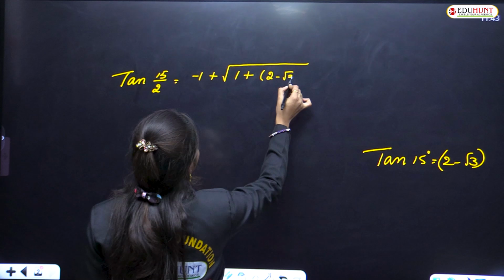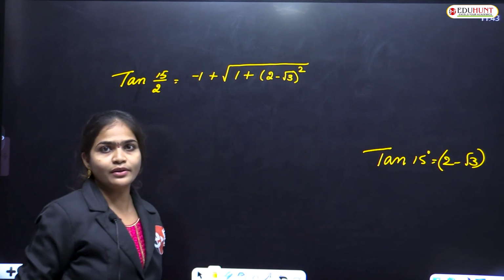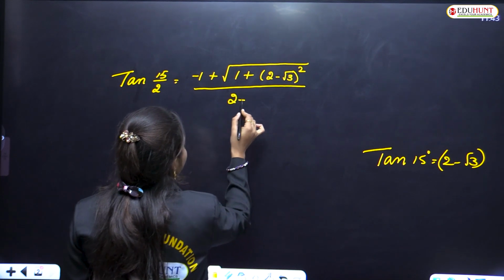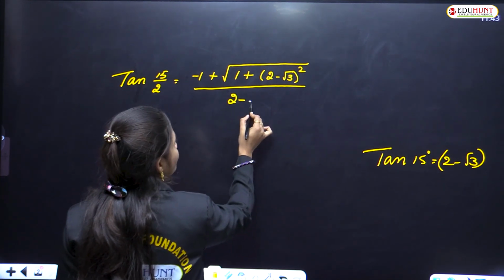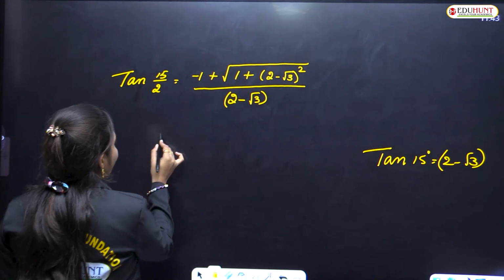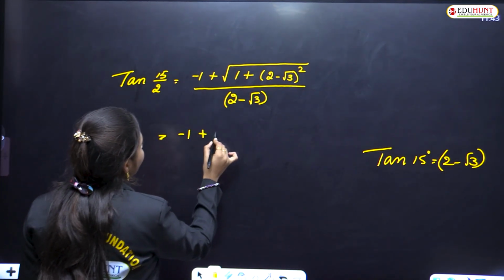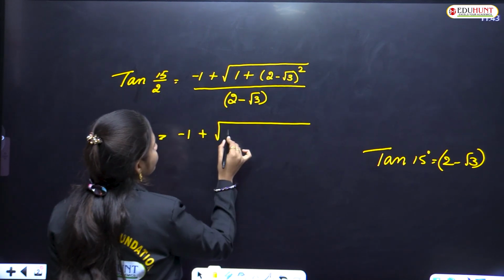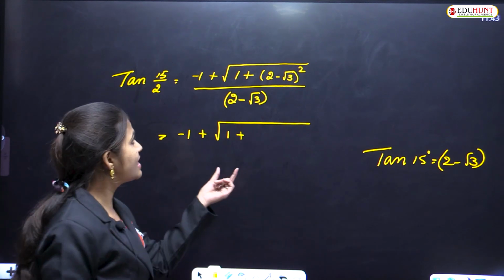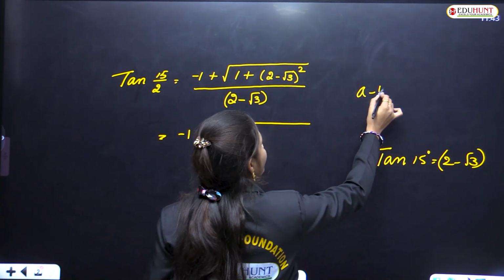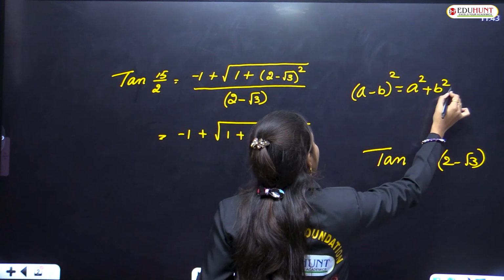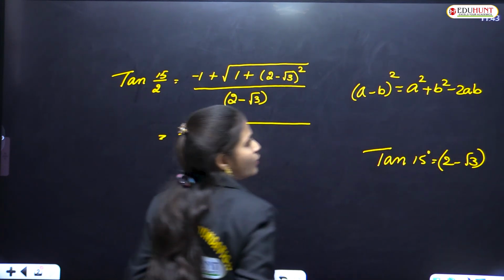So substitute 2 minus root 3 whole square, since it is tan square a, whole by tan a, where tan a means tan 15 degrees, which equals 2 minus root 3. Now simplify: minus 1 plus square root of 1 plus 2 minus root 3 whole square. That is in the form of a minus b whole square, whose formula is a square plus b square minus 2ab.